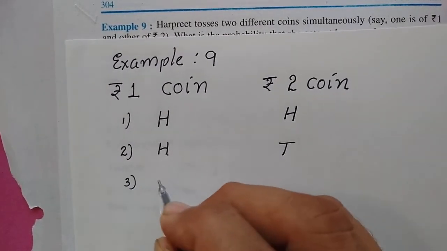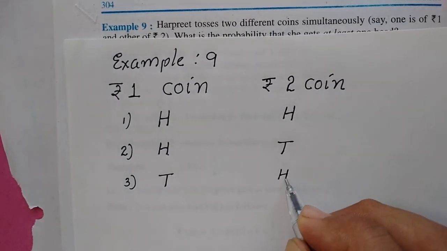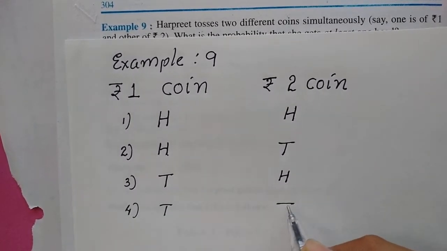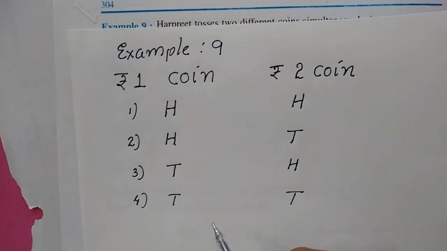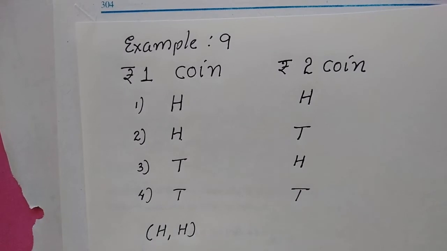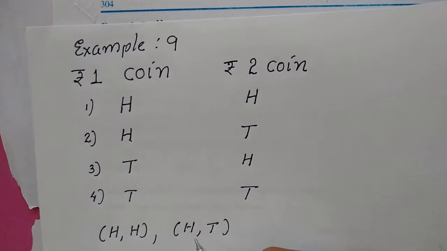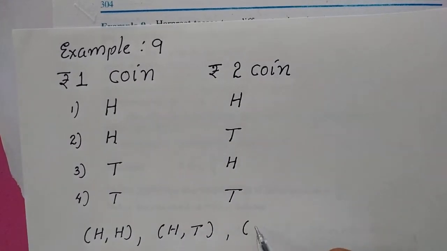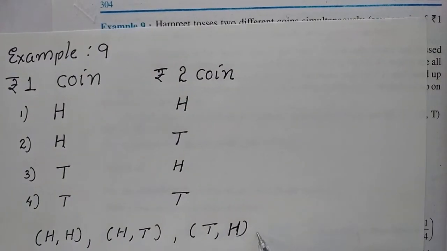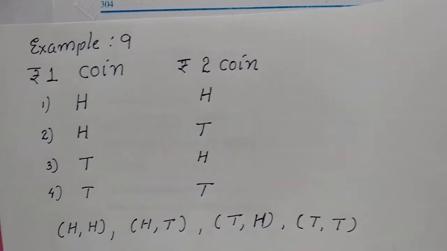Third one, suppose here T and here H, and in fourth case T and T. What is the meaning? If we write together here, H, H, this will be first time tossing. In second case, this is the situation. In third time tossing, she is getting this result, and last time tossing, she will get this result.